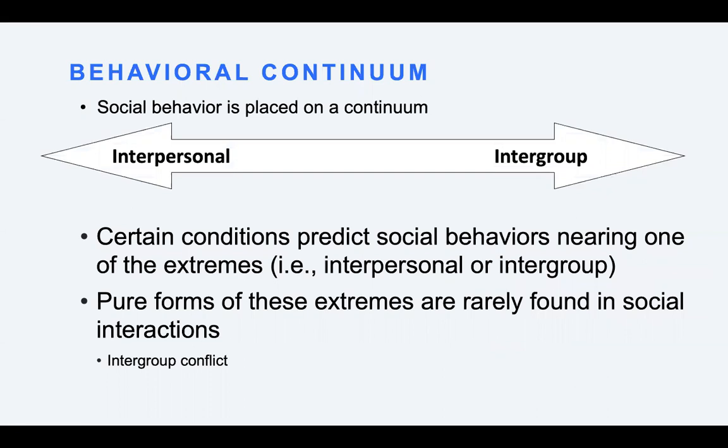SIT explains that there are certain conditions that predict social behaviors nearing one of the extremes. So there are certain situations in which you're going to be closer to the interpersonal end and certain conditions where you'll be closer to the intergroup end of the continuum. But pure forms of these extremes are rarely found in social interactions. They're not never found, but rarely found. A situation where they may be found on one end or the other end is intergroup conflict. So when we are in intergroup conflict, like war, it may be strictly intergroup, but we'll talk more about conflict in a few weeks.